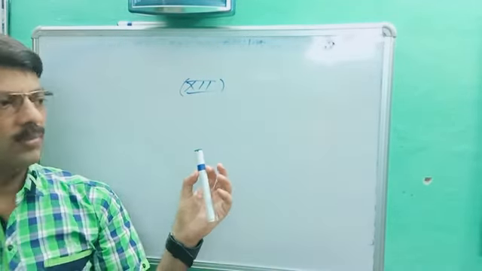And in electrostatics we had four topics. These were force, field, potential and capacitance. Now today I am going to start a new chapter. This is current electricity.